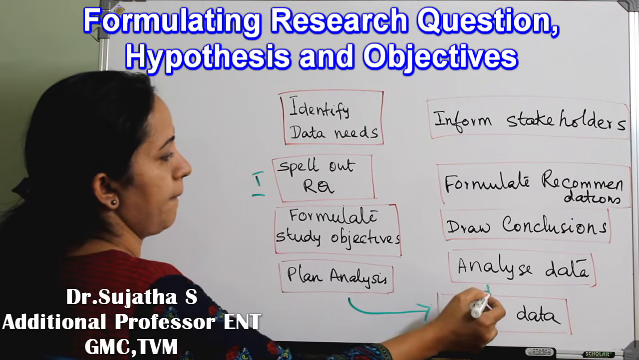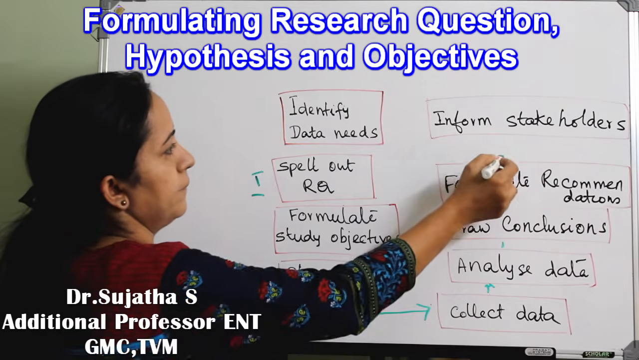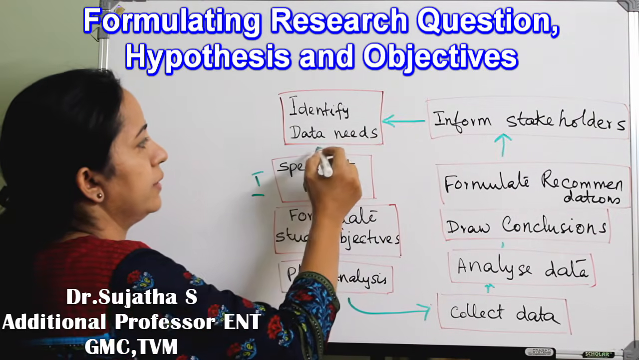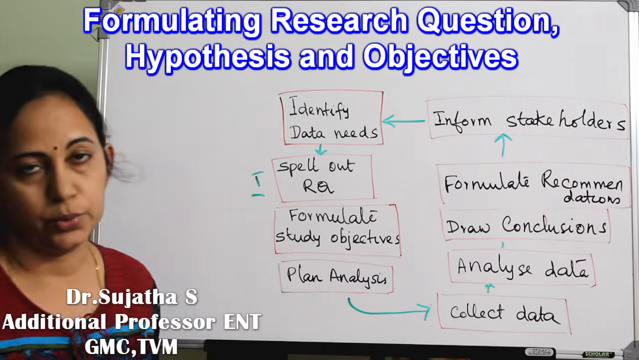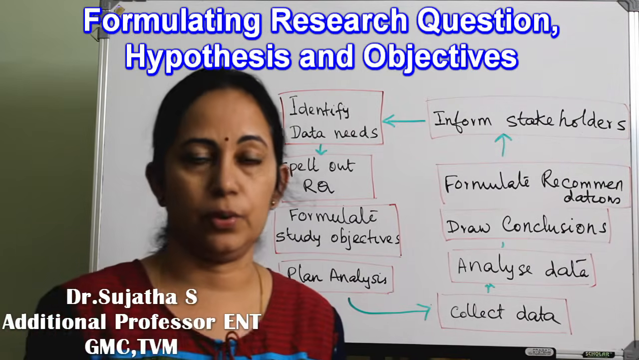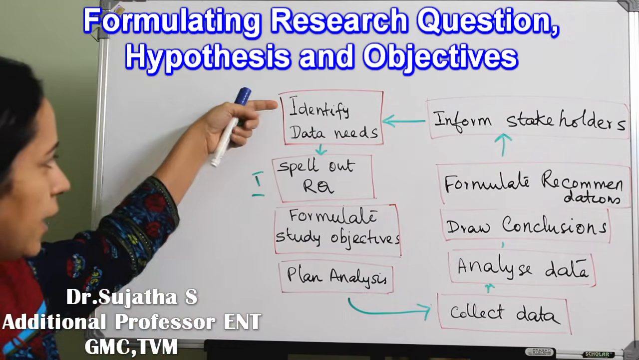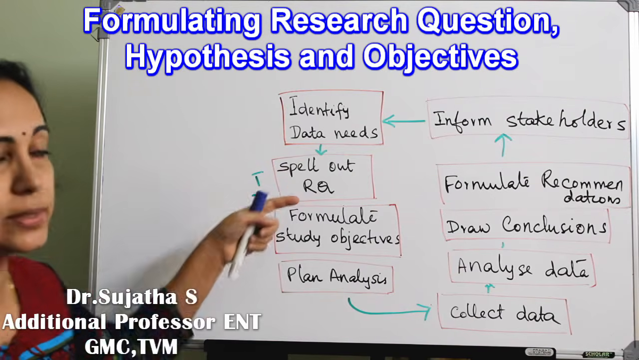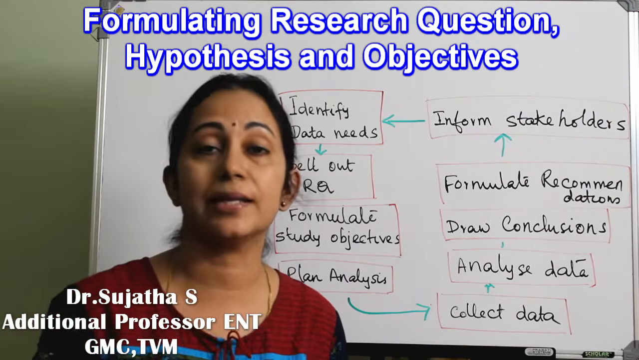stakeholders, and from there we again identify the data needs. So the first process of any research is identification of the data needs. From that we will spell out the research question, hypothesis and objective.